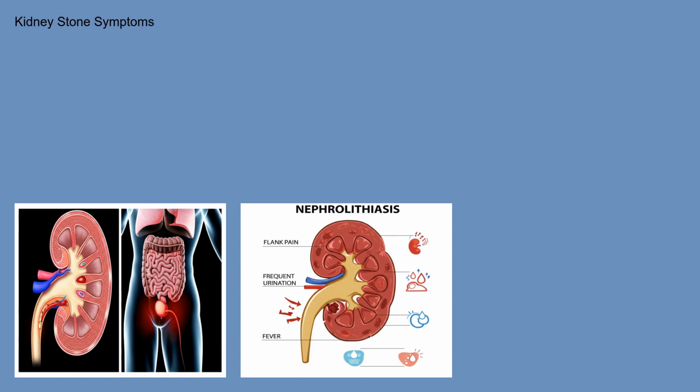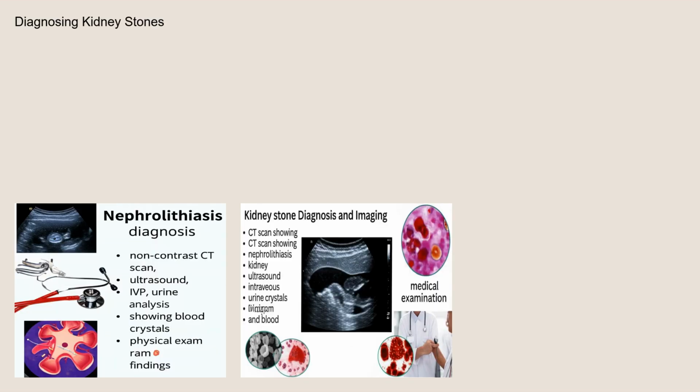The signs and symptoms of kidney stones can vary depending on the size and location of the stone. The most common symptom is severe, fluctuating pain in the side and back, often radiating to the lower abdomen and groin. This is often referred to as renal colic. Other symptoms may include blood in the urine, nausea, vomiting, frequent urination, painful urination, and fever or chills if an infection is present.